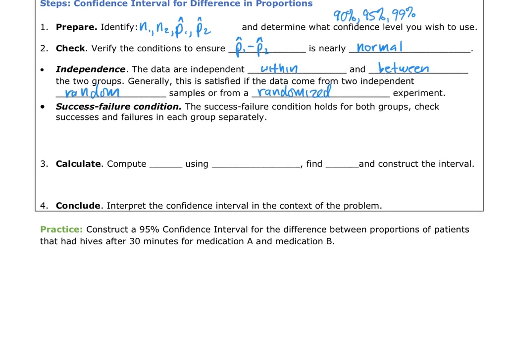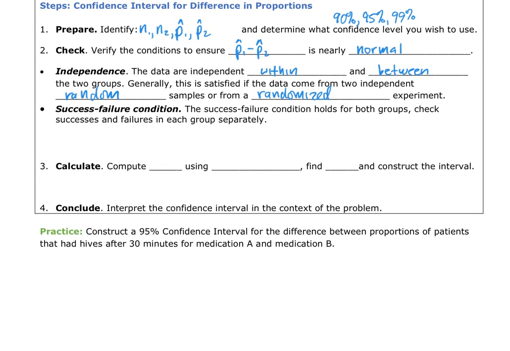We also have a success-failure condition. We are going to use the sample sizes and the sample proportion from both samples. So we want N1 P hat 1 to be greater than 10. So that would be the number of successes for the first sample, and then the number of failures would be N1 times (1 minus P hat 1), also greater than 10.